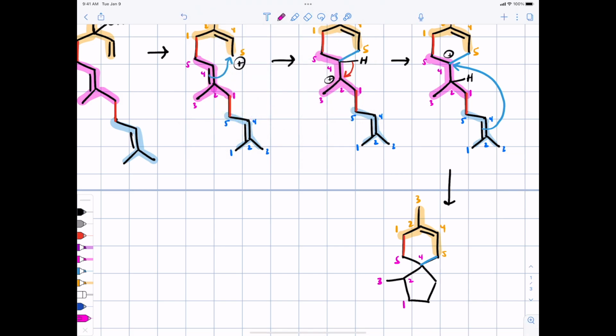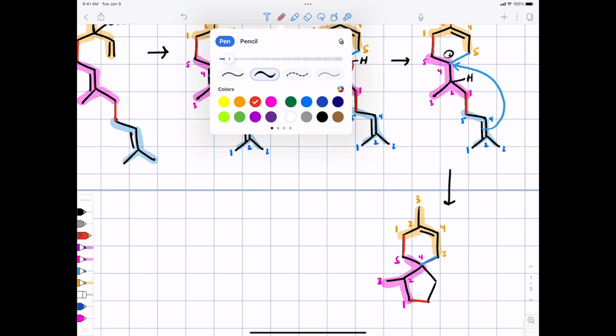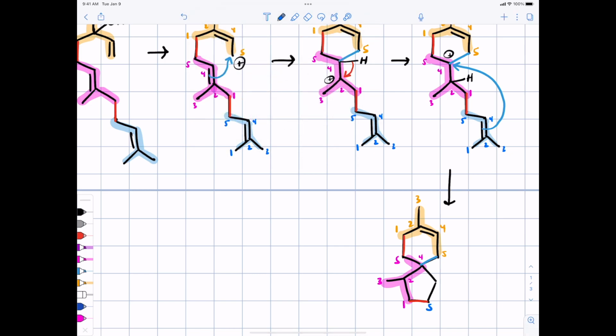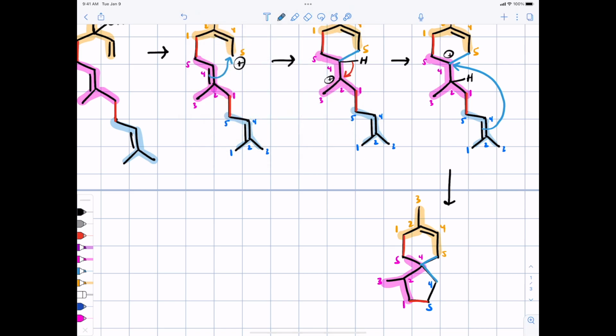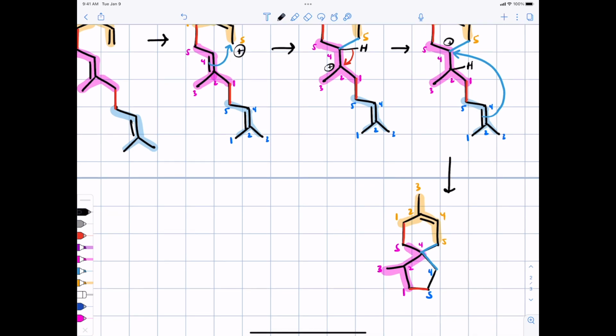Does your brain hurt at all? Mine kind of does. Is that right? There's the bond between pink 1 and blue 5. This is blue 4. We're using this color for the new bond that we made. Blue 4 should be connected to blue 2, which should now have a positive charge on it.